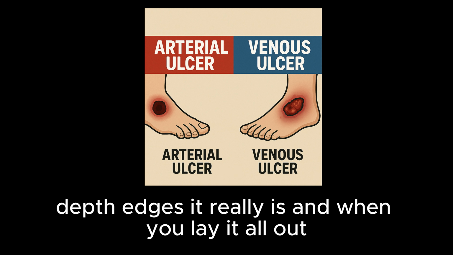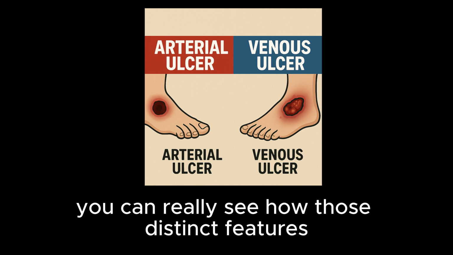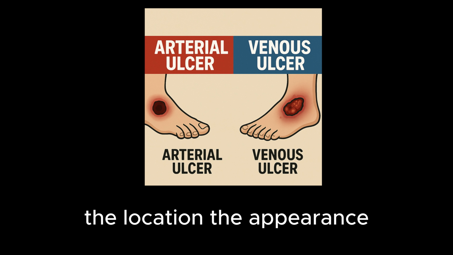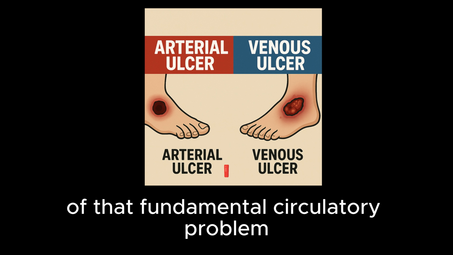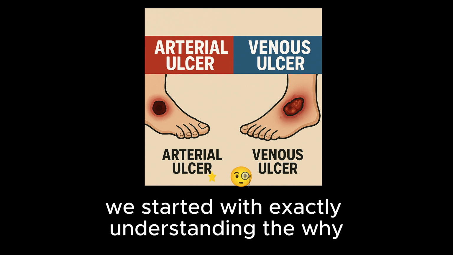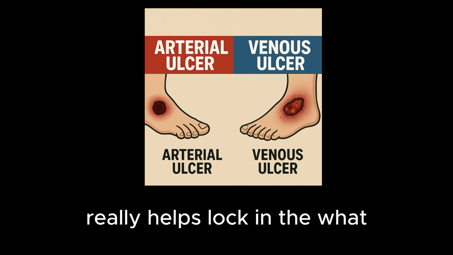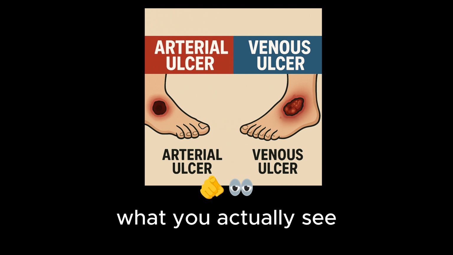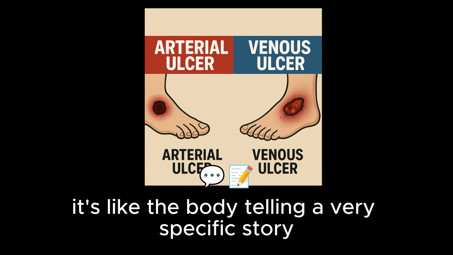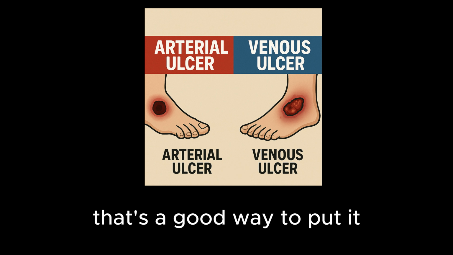It really is, and when you lay it all out, you can really see how those distinct features, the location, the appearance, are all direct consequences of that fundamental circulatory problem we started with. Exactly. Understanding the why, the arterial supply failure versus the venous drainage failure, really helps lock in the what you actually see. It's not just a list of random symptoms, it's like the body telling a very specific story about what's going wrong with the plumbing, basically. That's a good way to put it.